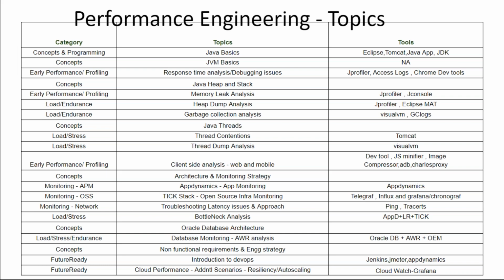So far we have done all this single user profiling for response time, leak analysis, heap dump, thread dump, and client side analysis. From there, before we run any load test, it is very important to understand the architecture and create a monitoring strategy. We'll discuss how to create a monitoring strategy, and for the monitoring, we'll learn AppDynamics, an APM tool: how to configure it with your Java application, what various things you will monitor in AppDynamics, how you troubleshoot a response time problem, and how you take heap dumps from AppDynamics.